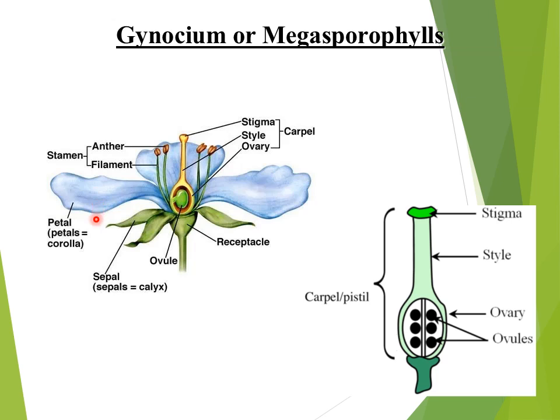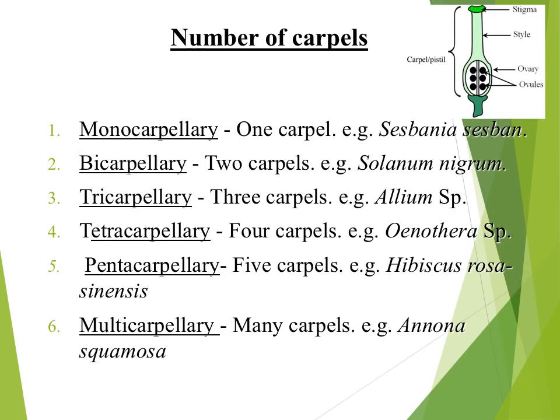And the innermost part is gynoecium. The unit of gynoecium is known as carpel or pistil. It contains stigma, style and ovary. Inside ovary, the ovule is present. Now this is the enlarged structure of pistil or carpel. It contains stigma, style, ovary. Inside ovary, ovules are seen. Now this one is known as carpel.